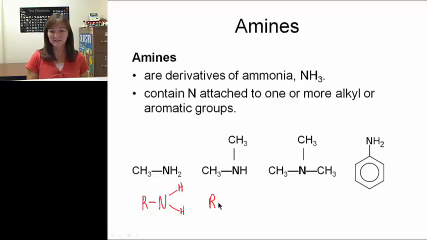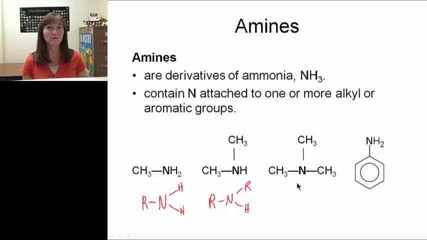But in this particular example over here, the nitrogen, one of those lines is going to another R group, and one of them is going to a hydrogen. You can also have a nitrogen with 3 R groups, okay? So to be an organic amine, it's got to have at least 1 R group. And here we have our nitrogen bonded to an aromatic ring. So those are kind of the ways you'll see an amine.